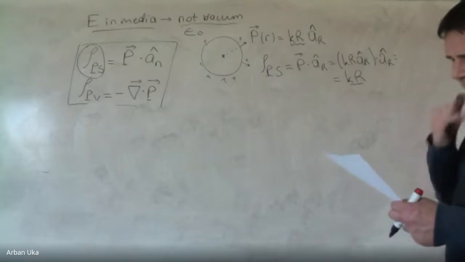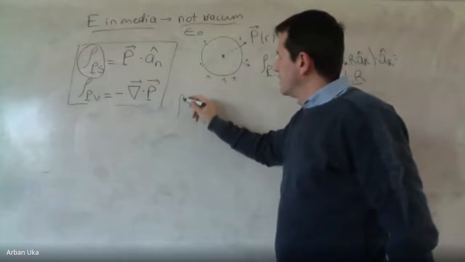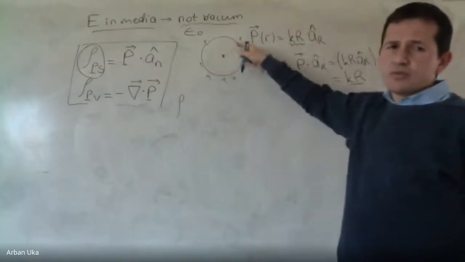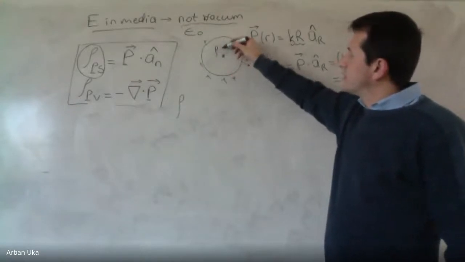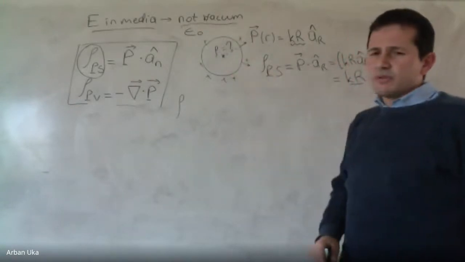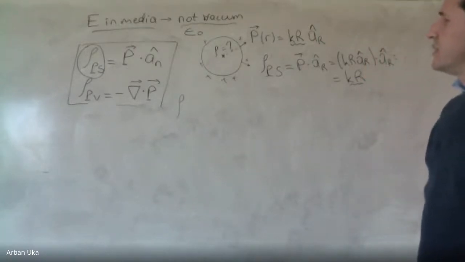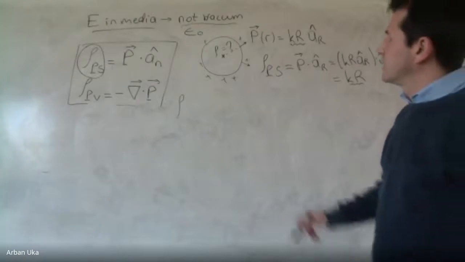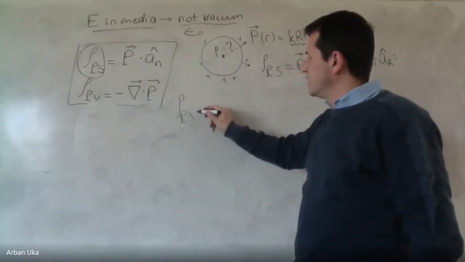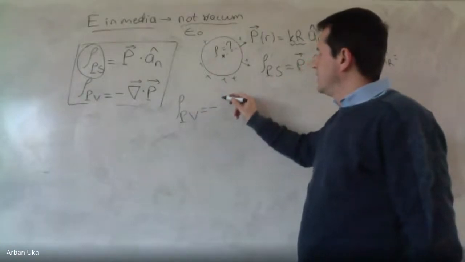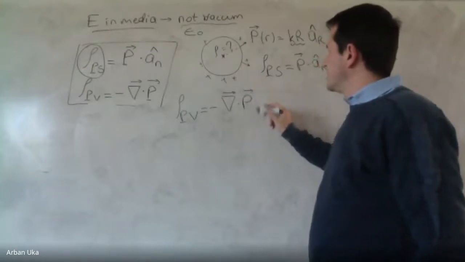Then the second question that we can obtain is the following. If we have a polarization which is distributed over the whole volume, what is the charge density inside? What is this rho? If it was a metal, this charge density would be zero, but this is not a metal, this is a dielectric, which means that we have a charge density across all the polarization inside the volume, and this would be equal to minus the divergence of the polarization vector.